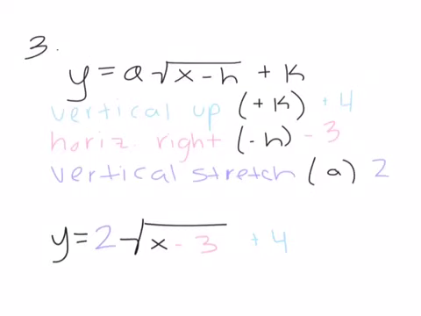The vertical stretch just means that the graph of this function is going to be pulled upwards and stretched out, but all that really changes is the slope of it. So here's the new equation with all the characteristics plugged in. Y equals 2 times the square root of x minus 3 plus 4.